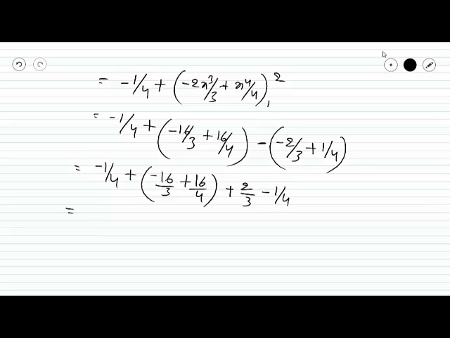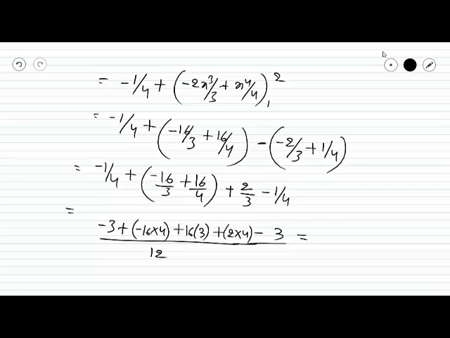Okay, let me evaluate this. So 12, 4 3s are 12, minus 3, and minus 16 into 4 and plus 16 into 3 plus 2 into 4 minus 3. Okay, so let me add all these things. Minus 3, and then minus 16 plus 8 minus 3, minus 14 by 12, which is equal to minus 7 by 6.